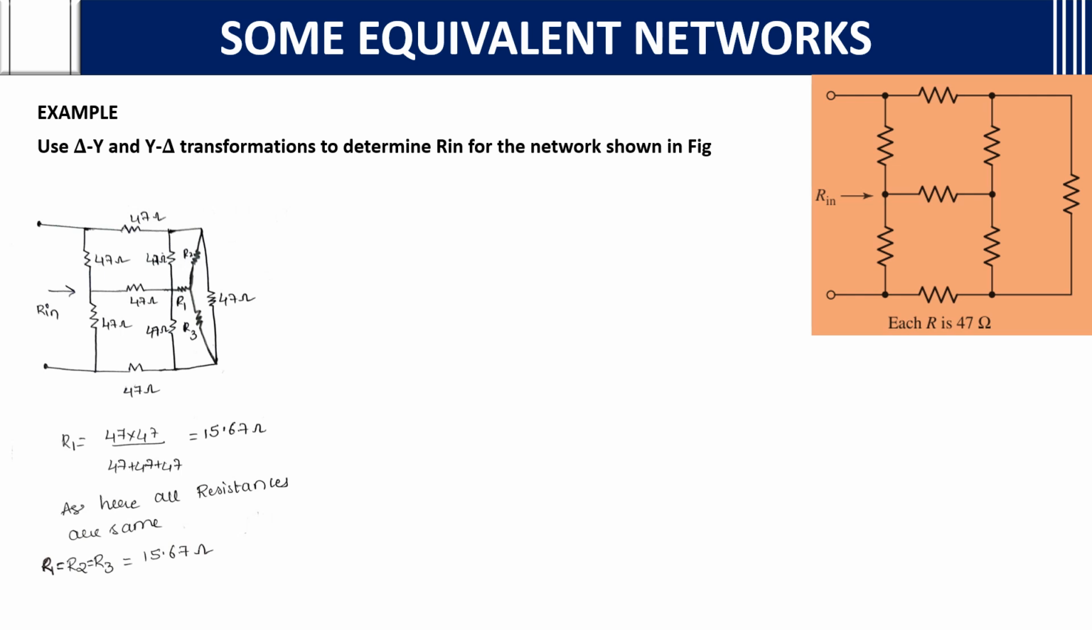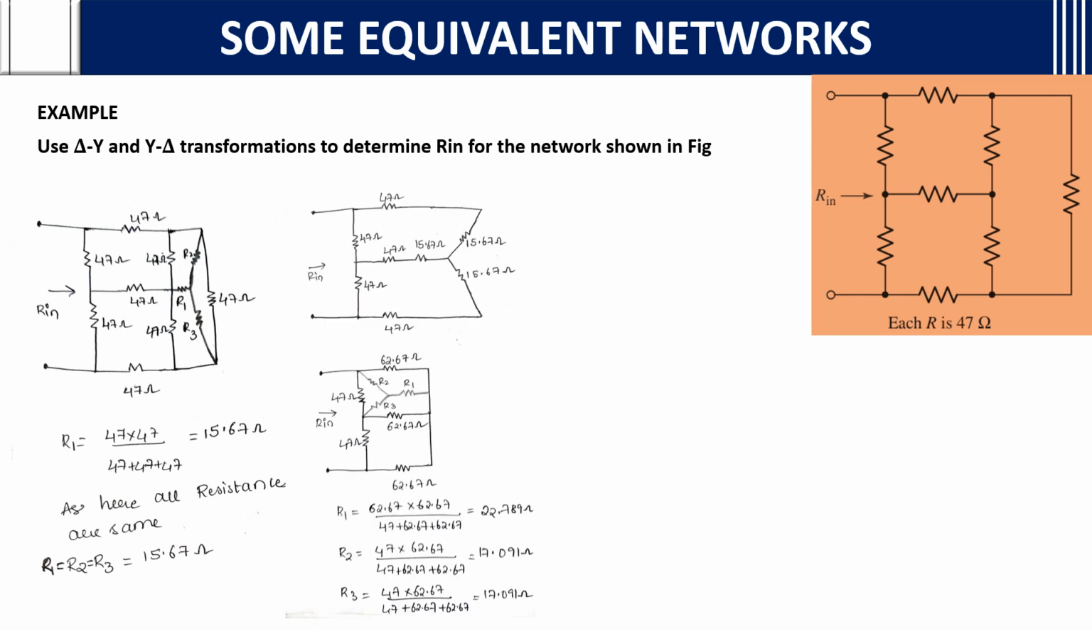As you can see, all the resistances are equal. So for all of R1, R2, R3 the value will be the same, because in each case we multiply the adjacent resistances and then divide by the addition of all the resistances. So R1 equals R2 equals R3 equals 15.67 ohms is the answer. Then you will redraw the network in this form, with 47 and 15.67 connected in this way, as I have shown previously, how we are converting from here to here.